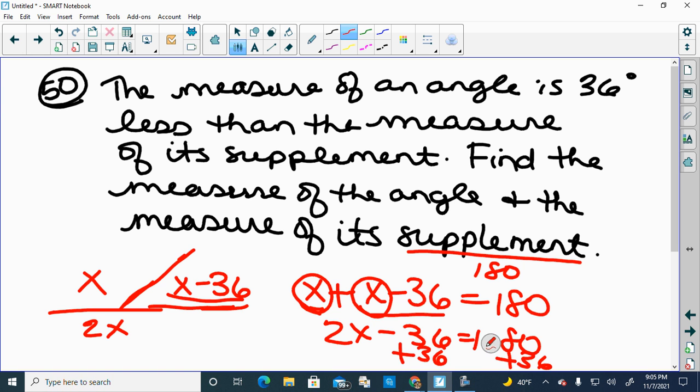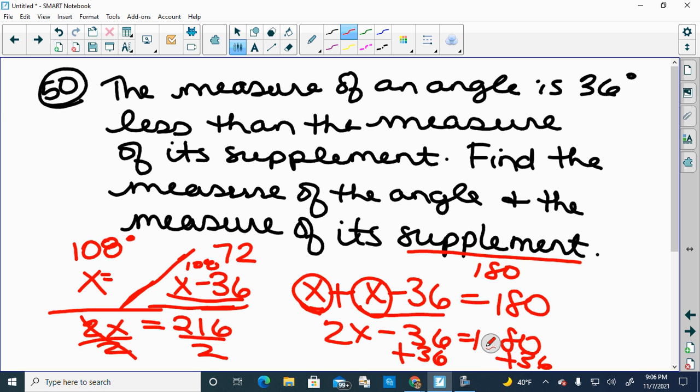Okay, so 2x now is equal to 216. To solve for x, I would divide by 2, divide by 2. So that means x is equal to 108. So this angle right here was 108 degrees, because that's what the x was equal to. And then you would just subtract either from 180 or subtract 36 from 108, because they're supposed to add to equal 180. So if I plugged in the 108 here and subtracted 36, that would give me 72.